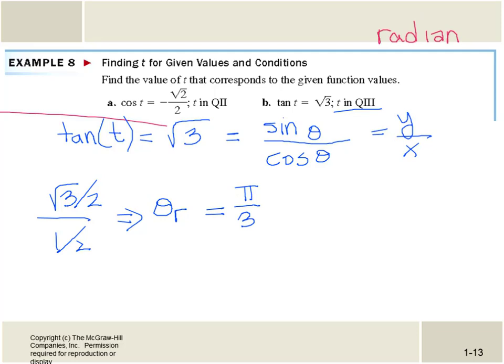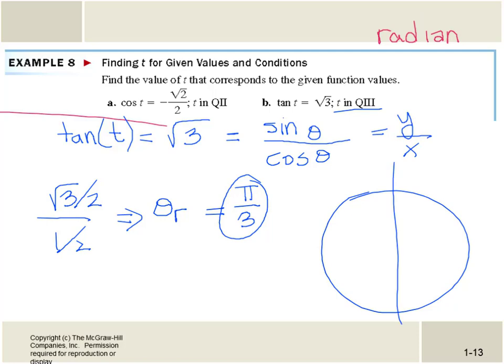Okay, no problem. So we know this is our reference angle, and it's in quadrant 3. So here's my reference angle. So what is my actual angle?